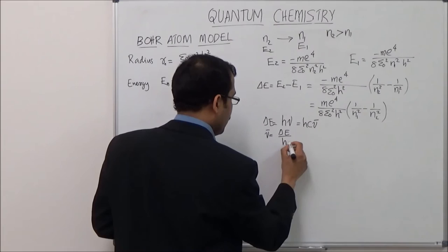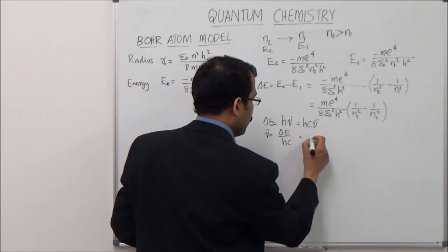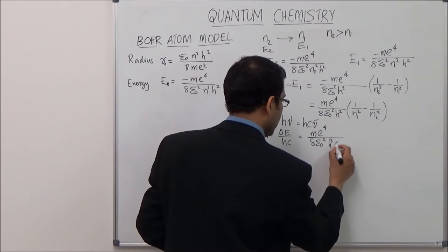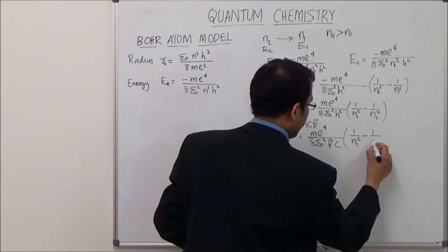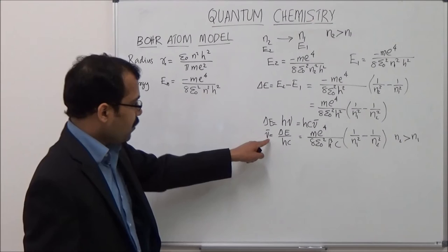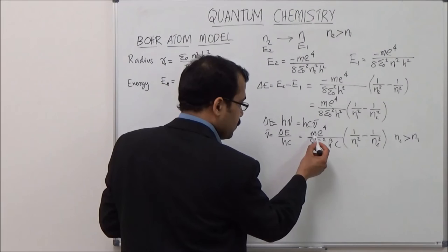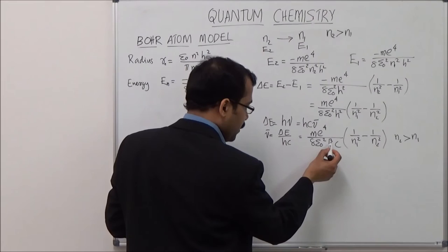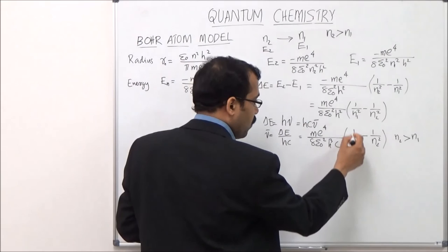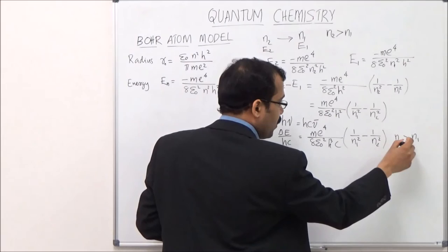And we have delta E here. So nu bar is equal to m e raised to 4 divided by 8 epsilon 0 square h cube c times 1 by n1 square minus 1 divided by n2 square, where n2 is greater than n1. See, here we have an expression for the nu bar. m is the mass of the electron, e is the charge, these are constants, epsilon 0 is a constant, h is a constant, c is the velocity of light, that's also a constant. So this is a constant. So we have an expression like nu bar is equal to a constant times 1 divided by n1 square minus 1 divided by n2 square, where n2 and n1 are integers and n2 is greater than n1.